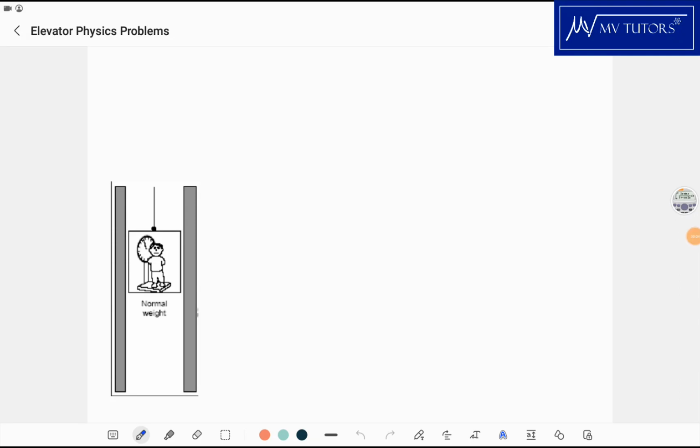I'm Tolo and I just want to take 5 minutes or 10 just to look at elevator physics problems. Sometimes they want you to calculate what the reading on a scale is when you are in an elevator. Okay, so we're going to look at 5 scenarios.